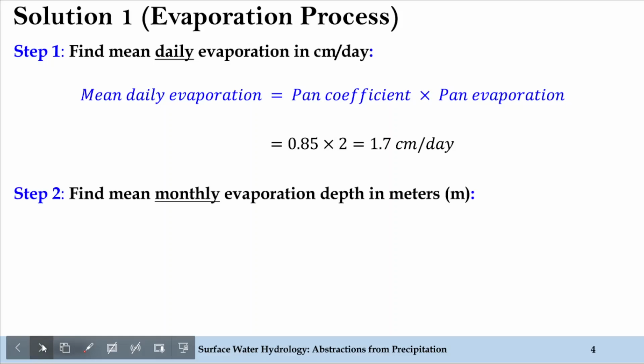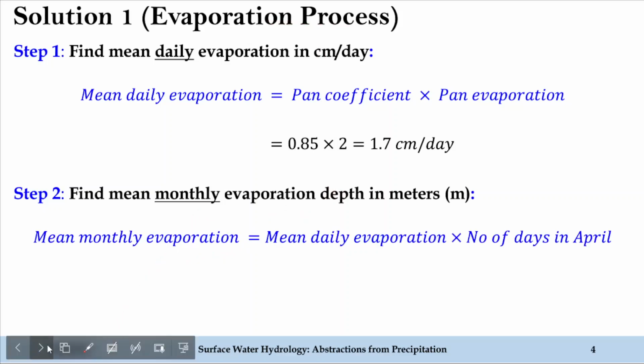In step 2, we need to now find out the mean monthly evaporation depth in meters. So in step 1, our focus was on rate of evaporation, but in step 2, our focus is on finding the depth of evaporation, that too at the monthly scale. Here the mean monthly evaporation depth can be estimated by multiplying mean daily evaporation, which we have already estimated in step 1, with the number of days in the month of April. Okay, this is wrongly written, it should be June. So the number of days in June is 30, so multiplying that with 30 will give us the mean monthly evaporation depth of 0.51 meter. So this is what we have identified in step 2.